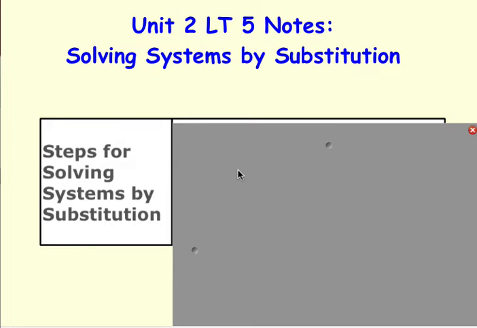We'll be doing Unit 2, Learning Target 5. Unit 2, Learning Target 5 is about solving systems by substitution. For many students, this is one of the tougher things that we're going to do all year, so I'm going to ask that you're really patient and don't get frustrated. I would never give you something that you can't handle, okay?